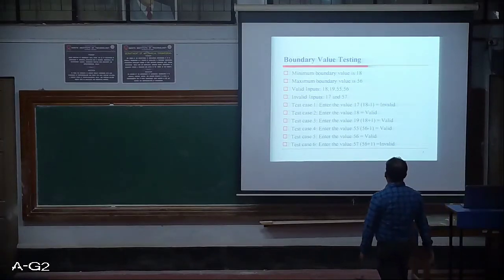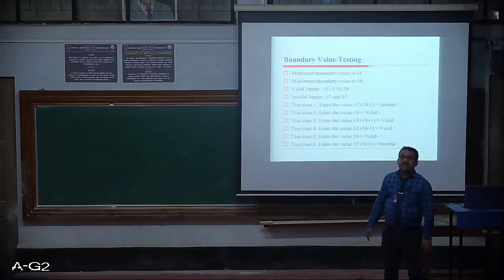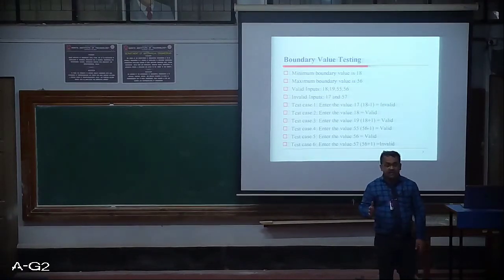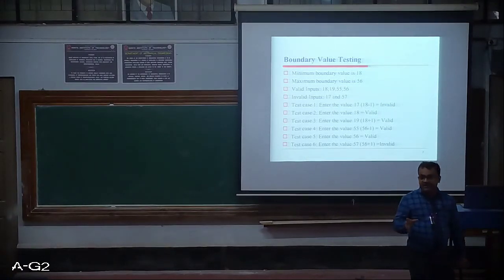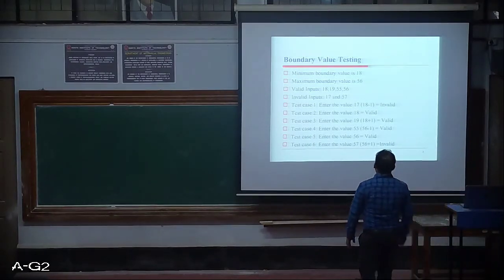Test case 3, one above the minimum, that is 18 plus 1, 19, valid. Similarly for the maximum, the boundary is 56. One below the maximum, 56 minus 1, 55, is a valid boundary value. And one above that boundary value, 56 plus 1, 57, is invalid. So these are the test cases that can be generated by considering these boundary values for this particular field or variable.